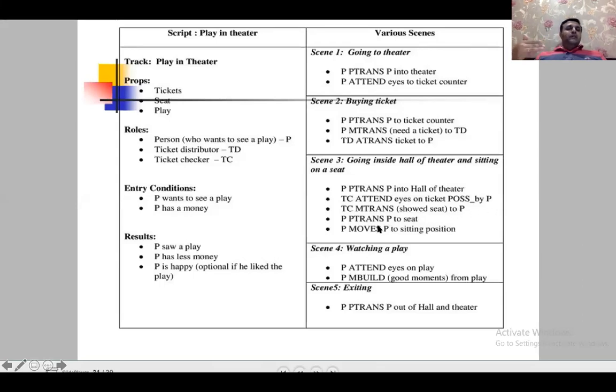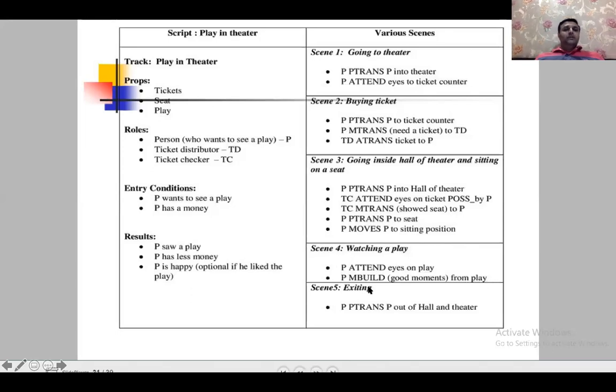Then accordingly, what does he do? After being shown the seat position, we start moving towards the seat. So P trans P to seat. Then P moves to sitting position. Okay. Then scene 4 is watching a play. So P attend the eyes on play. P embed good moments from play.